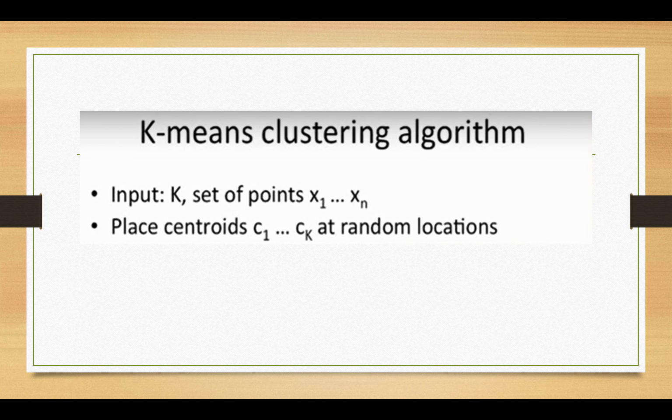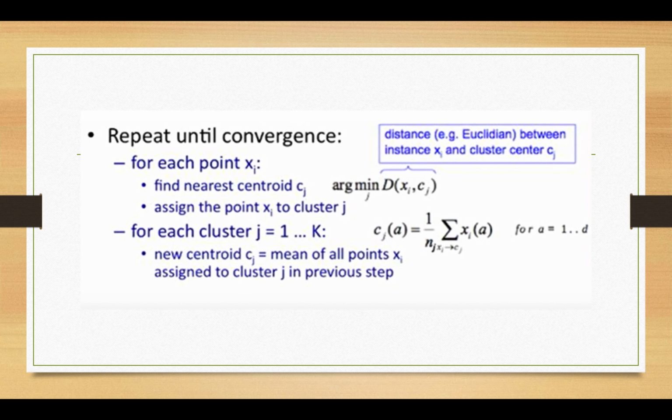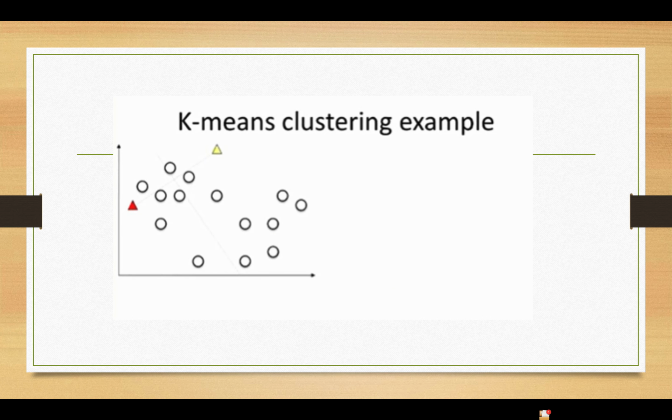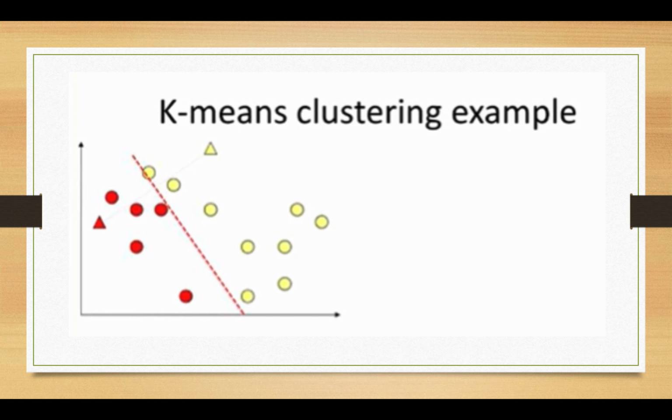If we have a summary, first we have a set of data points which we need to put into various clusters. First we place the centroids at random locations, cluster centroids C1, C2. Next we find the nearest centroid. Each point is assigned to the nearest centroid. We can use Euclidean distance to find the distance, and once we assign it to the two centroids, we find the new centroid. For example, here first we had data points, then we randomly assigned cluster centroids.